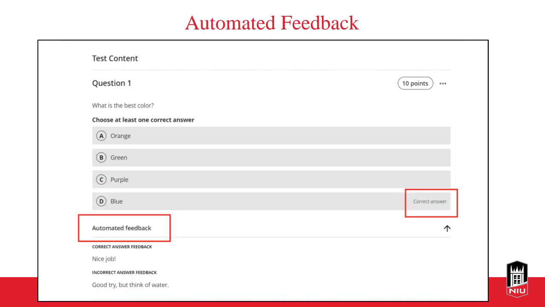Okay, the automated feedback. Again, this is another Blackboard feature, but I do find it helpful. So anytime I have a true false or a multiple choice question, I can give automated feedback. So I can tell them, yes, good job, or okay, you were close, but not quite. And I could give them some additional information there.